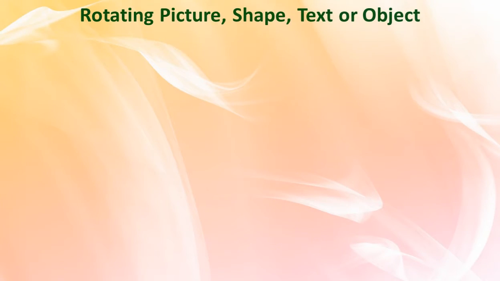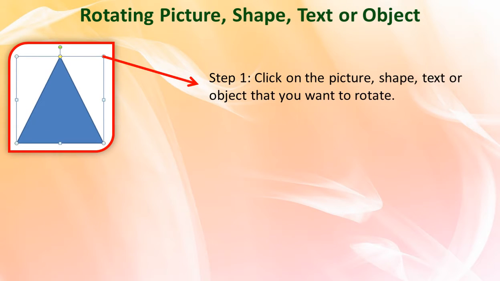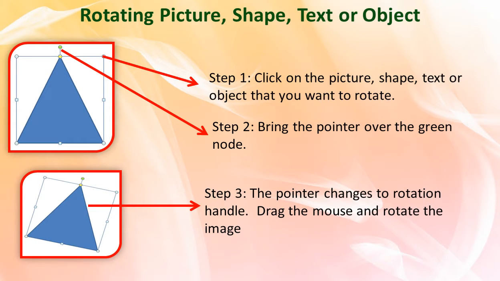Now let's learn to rotate the picture or shape or text or the object. To do this, first click on the picture that you would like to rotate. Step 2, you will have to bring the pointer over the green color node. After doing this, the pointer will change to the rotation handle. Drag the mouse and rotate the image.